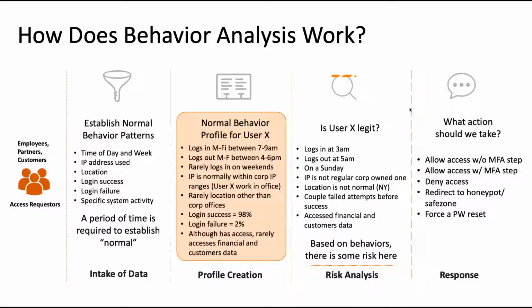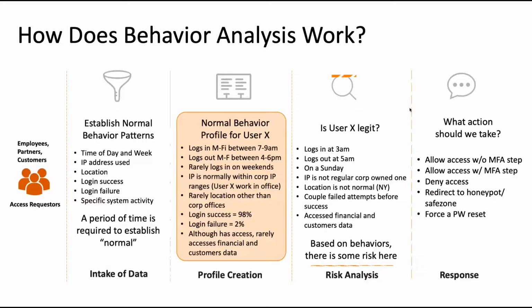So during the profile creation step, similar to what I mentioned before, we identify what normal is, right? Logs in Monday through Friday between 7 and 9, logs out Monday through Friday between 4 and 6, rarely logs in on weekends. IP is normally within corp IP ranges. This user works at the corporate offices, rarely authenticates from a location other than those corp offices. Login success is 98%. Every once in a while, 2%, maybe they fat finger something, they actually get a failure. And although this person has access rights, they rarely access sensitive financial and customer data. Maybe it's once or twice a year.